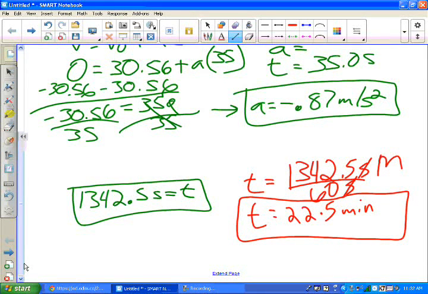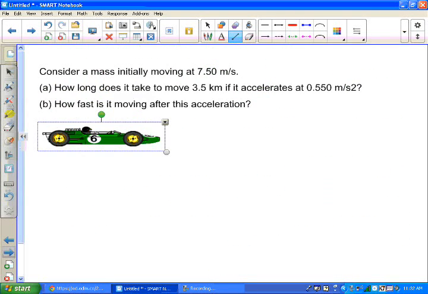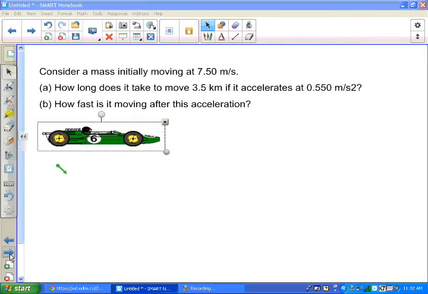So if we were to recap what took place, Part A, how long would it take time-wise for that car at 110 kilometers per hour to travel a distance of 25.5 miles? We get a time, and then Part B, given the time, how much acceleration will we need to slow down?